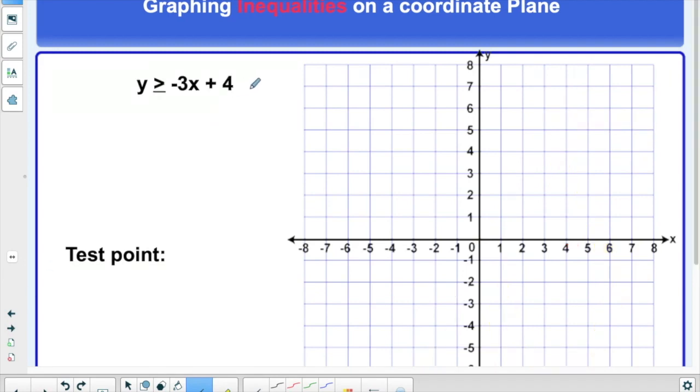Looking at this example, again, same exact thing. You want to graph your line first and then deal with the shading. So I'm going to look at my symbol. My symbol is greater than or equal to. So I know since it's equal to, it's going to be a solid line. So I'm going to start at 4. And I'm going to go down 3 over 1 because my slope is negative. So it'll create a negative line. I'm going to go up 3 from this point over 1 to the left. And then I'm going to connect it with a solid line.